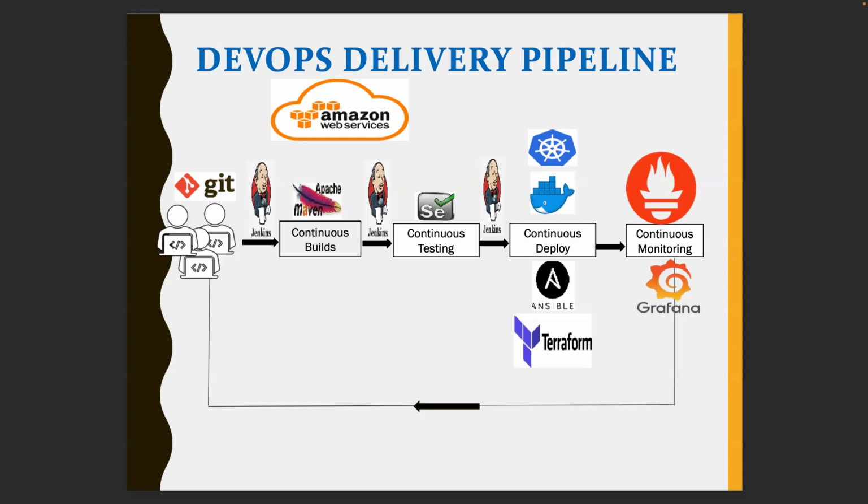Meaning, let's say you have monolithic application. The way you deploy on Kubernetes is different. Monolithic you deploy differently, microservice you deploy differently. Your Kubernetes cluster might be on-prem or it might be on cloud.